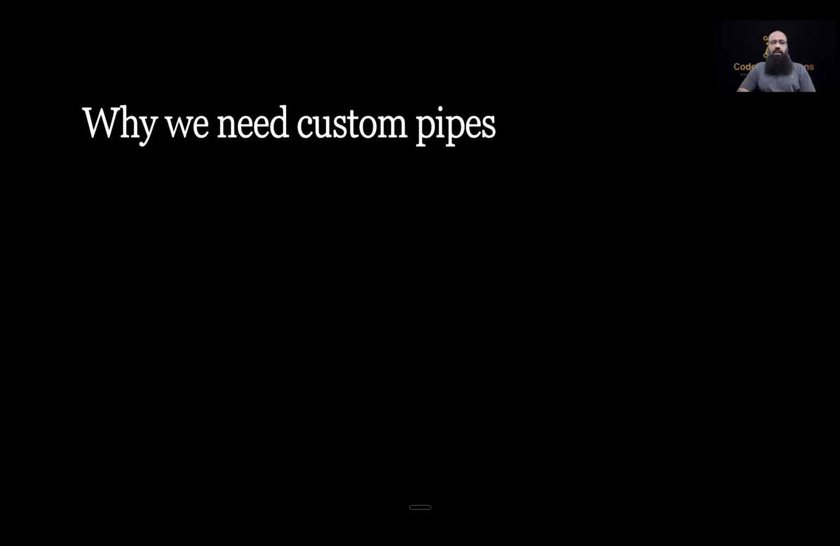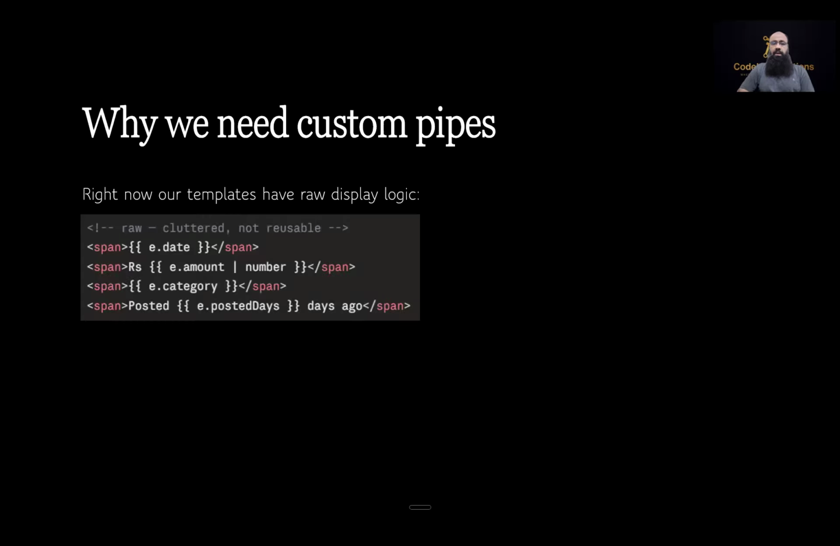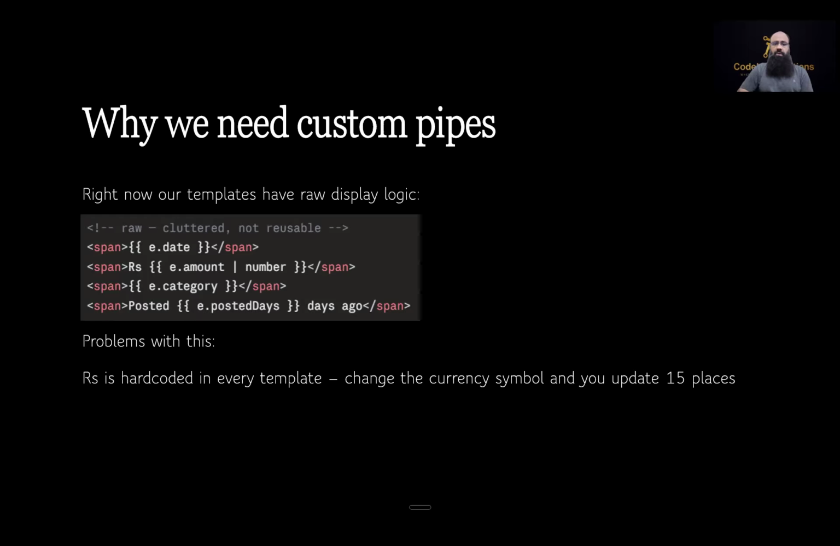So why do we need custom pipes? Right now, our templates have raw display logic. It displays the date, we have hard coded our currency symbol, and we have used the default number pipe, which is more of a raw type.